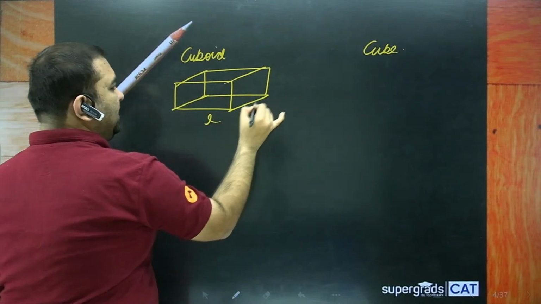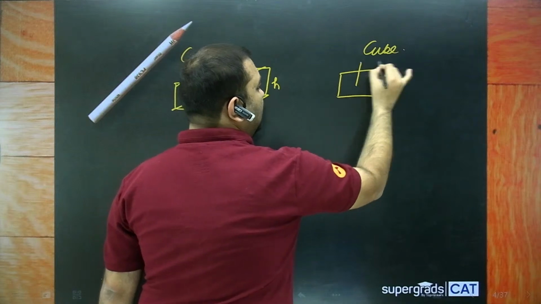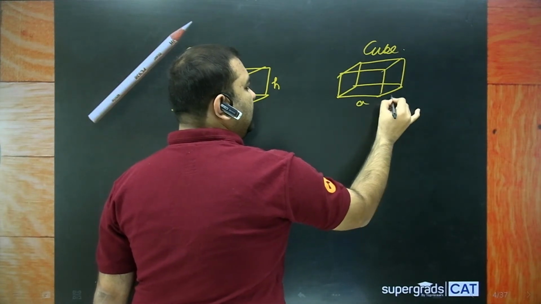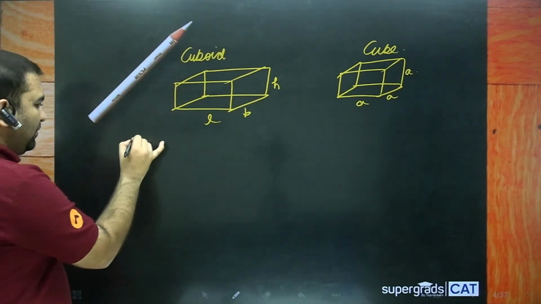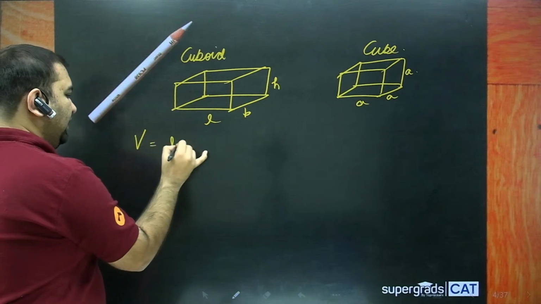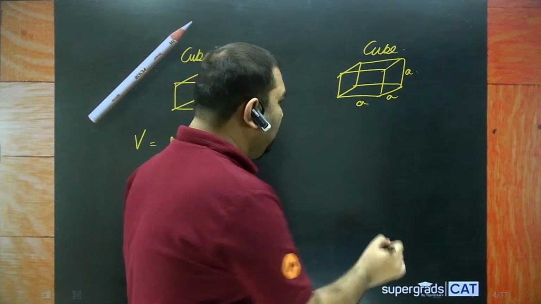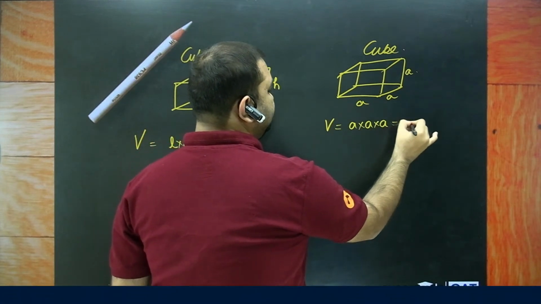यहां L, B, H था, यहां पर क्या हो जाएगा? A, A, A. All the length, breadth, height are equal to each other and they are A, A, A. एक बार सारे फॉर्मूले लिखो. वॉल्यूम ऑफ क्यूबॉइड क्या होता था? L इंटू B इंटू H. तो फिर वॉल्यूम ऑफ क्यूब क्या होगा? A इंटू A इंटू A, A क्यूब.